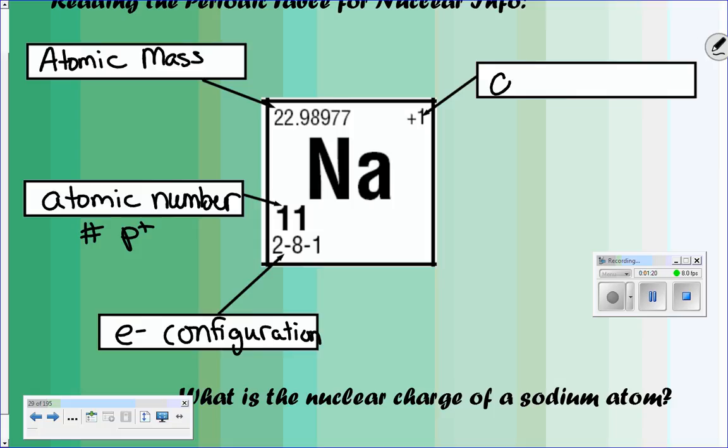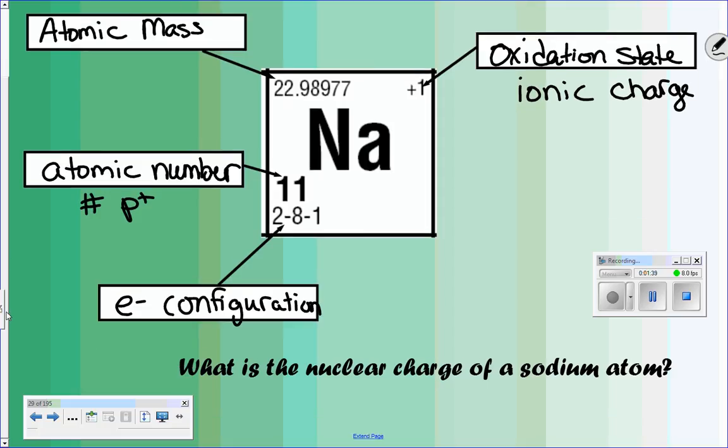Up here we have something called the oxidation state. This is the charge that an ion will have. Don't get this confused with the concept of nuclear charge. It's a very different idea. I think a lot of students see them and think they mean the same thing, but they don't. We'll talk about ions later. So the nuclear charge of a sodium atom, which we talked about before, remember, is based on the number of protons in the atom. So this is going to be positive 11.